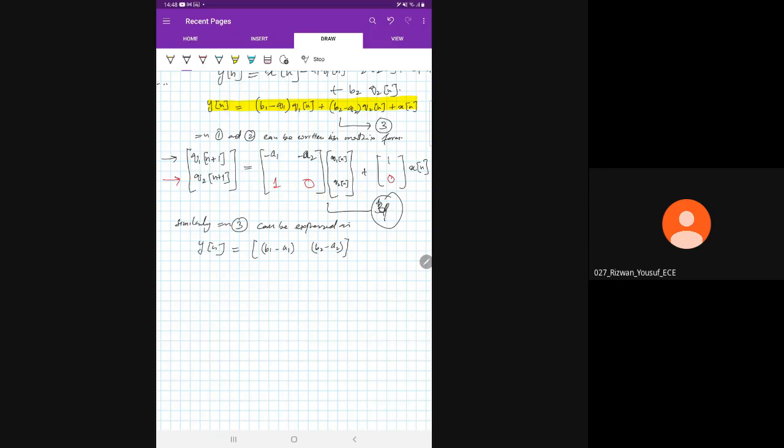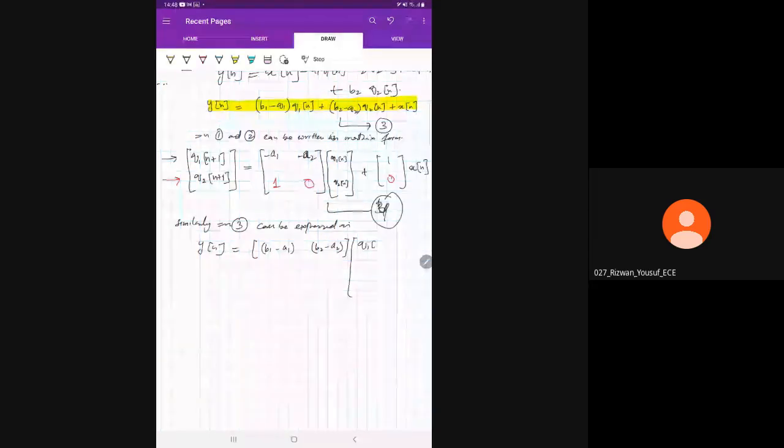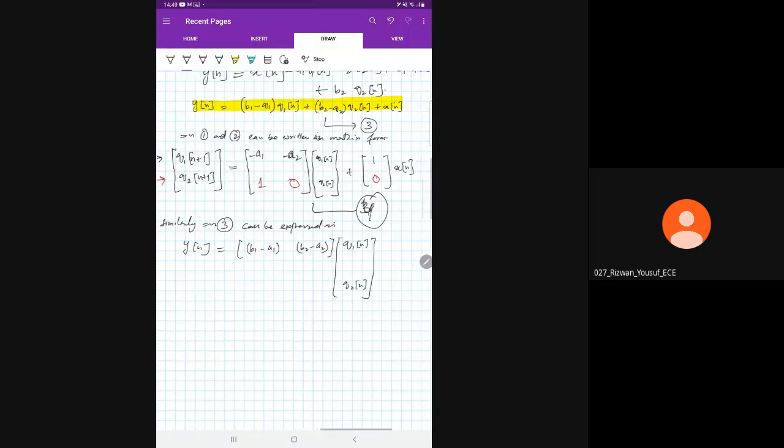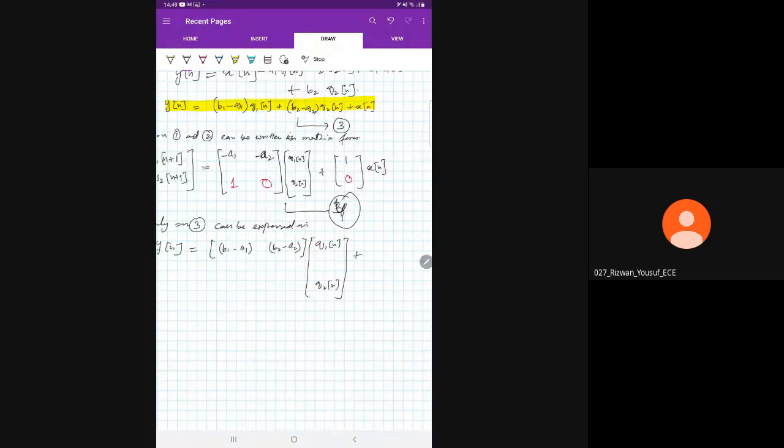Then plus, मल्टीप्लाई किसके साथ होगा? और एक वेक्टर होगा. स्टेट वेरिएबल वेक्टर कौन सा होगा? Q1 of n. इसके नीचे Q2 of n. बस, अब बंद करो. Roll number 24 will tell me what is the next term that I'll write down here.